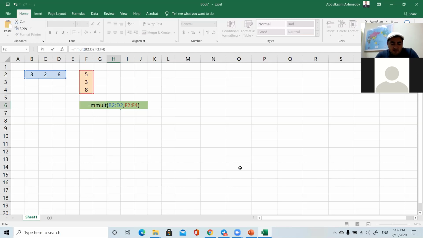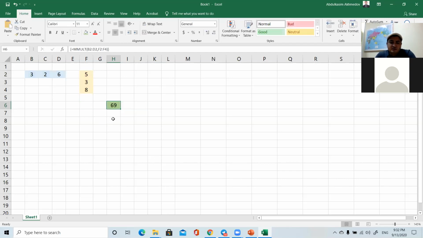Now, if you just click Enter, it does not perform this matrix multiplication. To do this, we need to press Control, Shift, Enter together at the same time. So if I press Control, Shift and Enter, it gives the result.